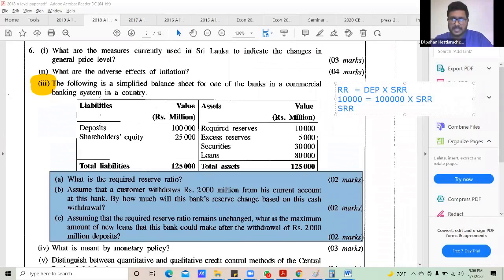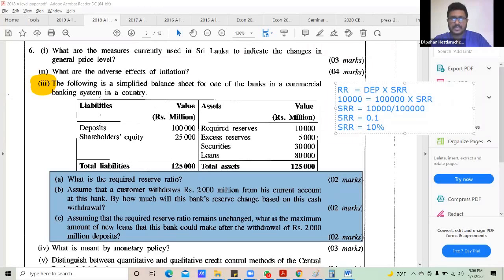How to get the answer? SRR equals. So you have to divide both sides by 100,000. Then on the right side, nothing will be left, only SRR will be left. And on the left side, 10,000 divided by 100,000. So SRR equals 0.1. And if we convert 0.1 into percentage, what's the answer? 0.1 into 100%, what's the answer? 10%.